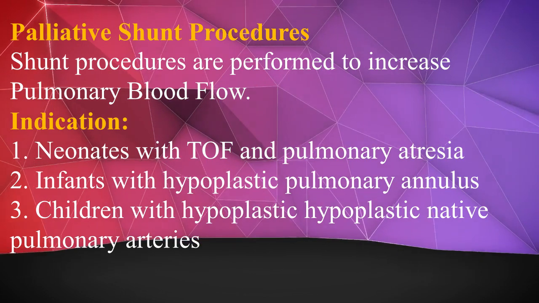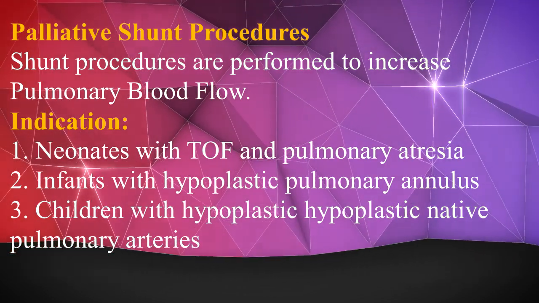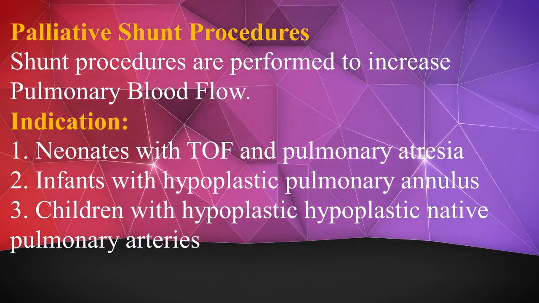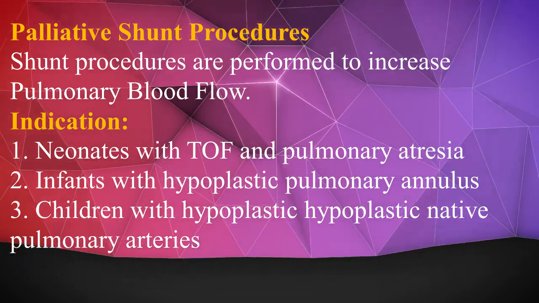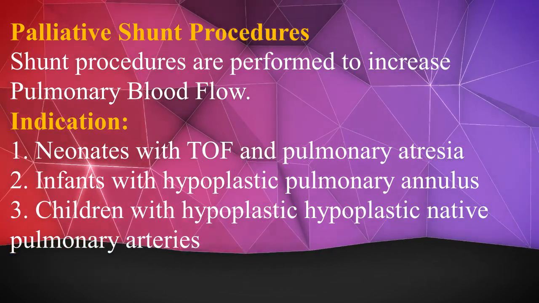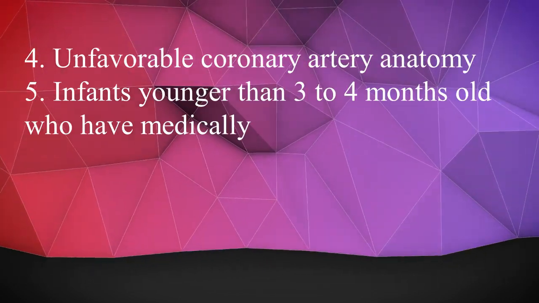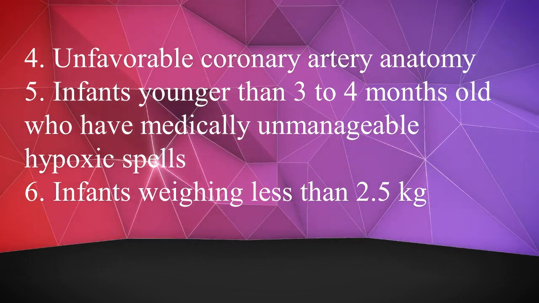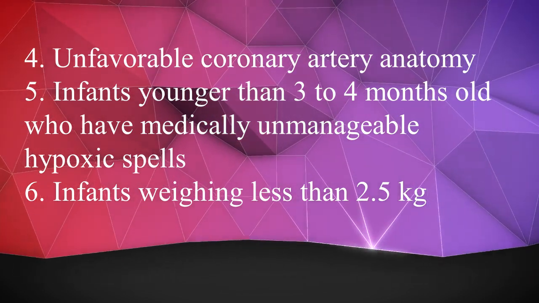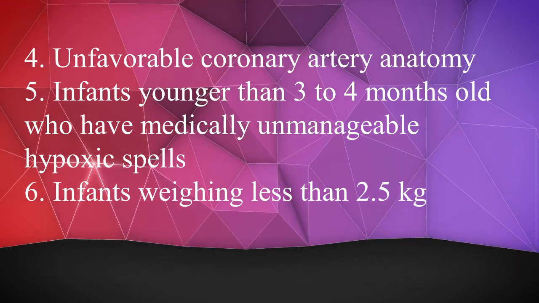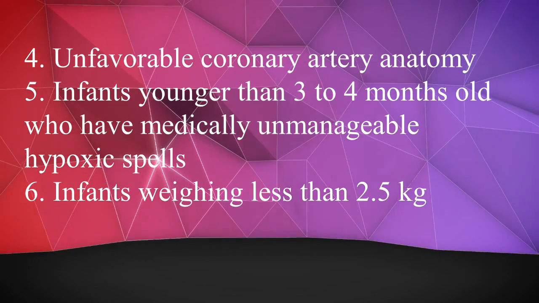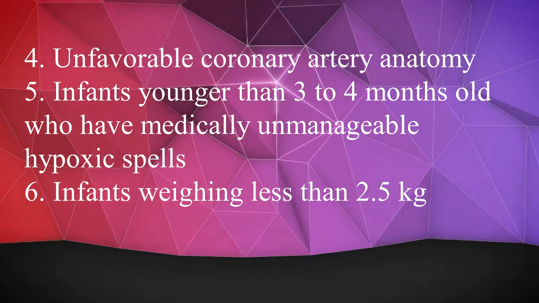Indications: 1. Neonates with TOF and pulmonary atresia. 2. Infants with hypoplastic pulmonary annulus. 3. Children with hypoplastic native pulmonary arteries. 4. Unfavorable coronary artery anatomy. 5. Infants younger than 3 to 4 months old who have medically unmanageable hypoxic spells. 6. Infants weighing less than 2.5 kilograms.